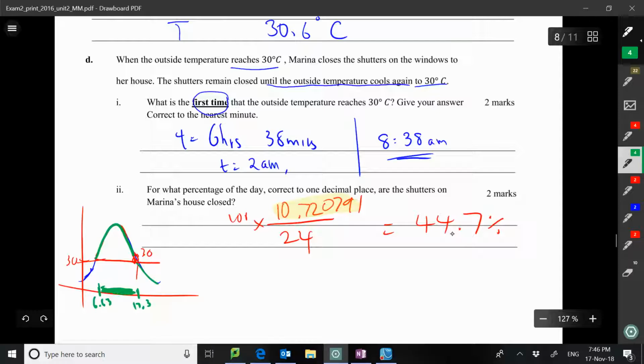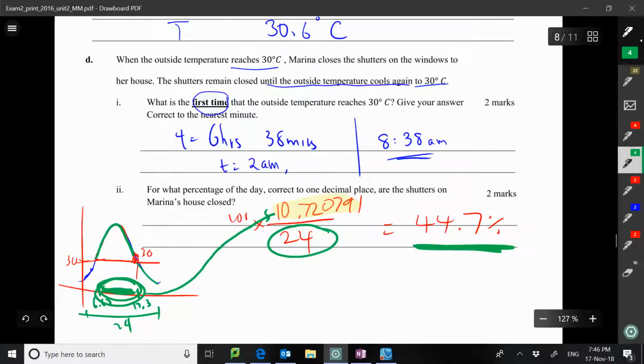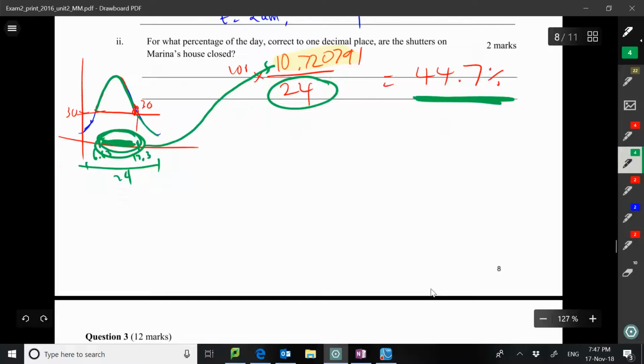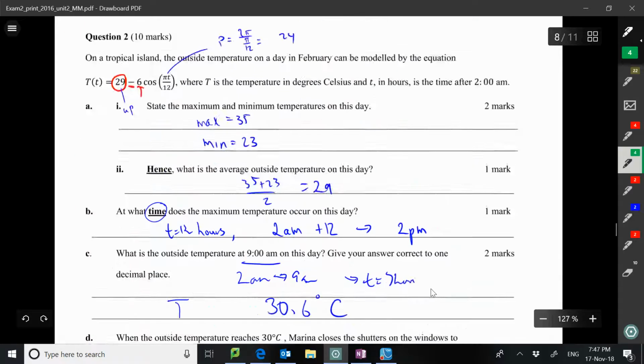So this is the period of time over the course of 24 hours. So I needed to find out how long it is between 6.63 to 17.3. I worked out that to be 10.72 out of the 24 hours, divided by each other times by 100 gives me the percentage. Okay, so 44.7% of the time it was closed. And that was question 2.